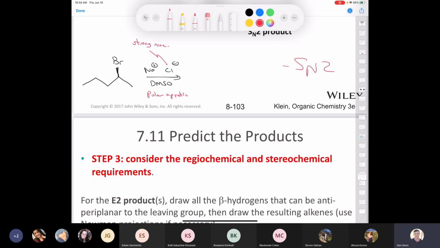SN2 occurs via backside attack. Since the bromine is coming out towards you, the chloride actually attacks from the back face of the molecule and causes the bromine to leave. Since the bromide was kicked out from the front and the chloride came in from the back, you get that inversion of configuration. Does that help? So we get inversion of configuration.